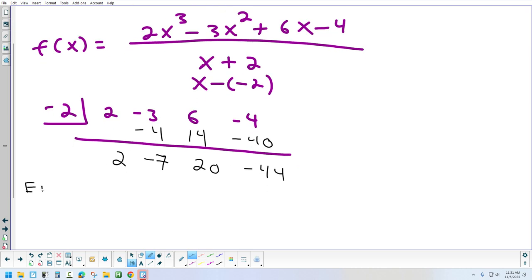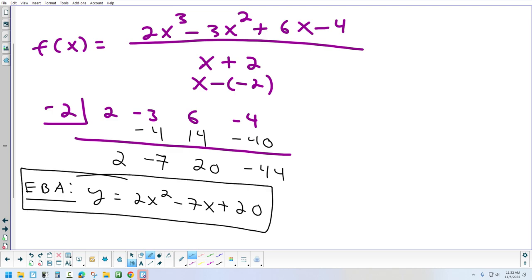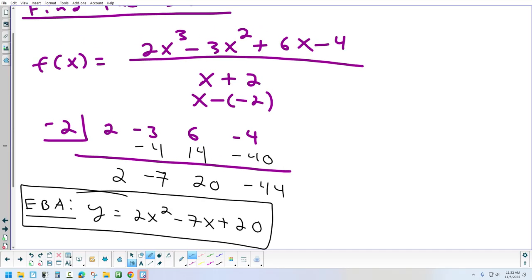So how would you write the EBA? y equals 2x squared minus 7x plus 20. Yep, so you have to do the full quotient. That's your EBA.